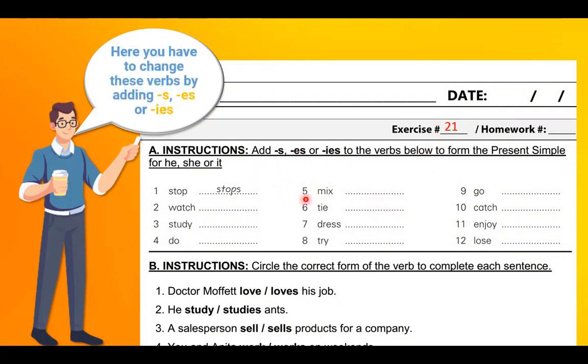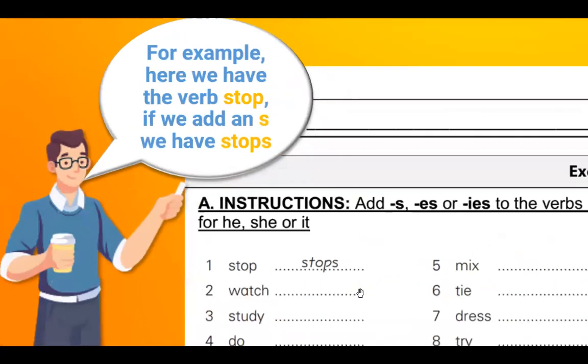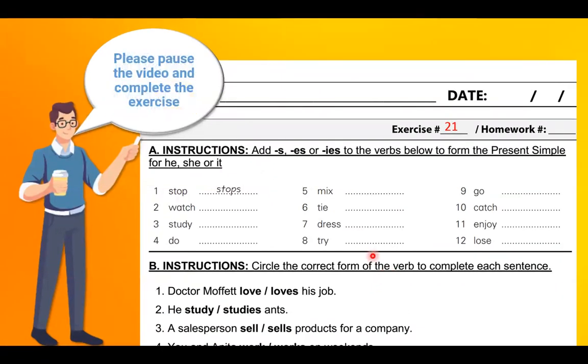Here you have to change these verbs by adding -es or -ies to the verb, to the verb form below for he, she, or it. For example, here we have stop. If we add an s, we have stops. Pause, please pause the video and complete the exercise.